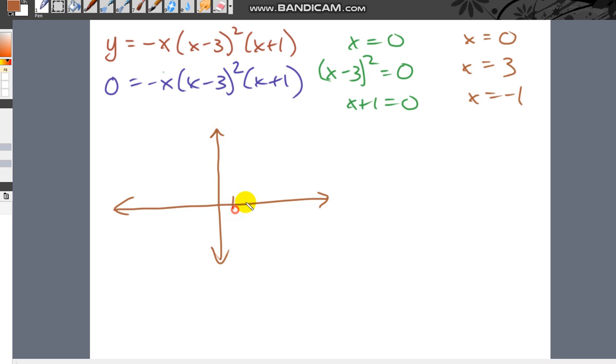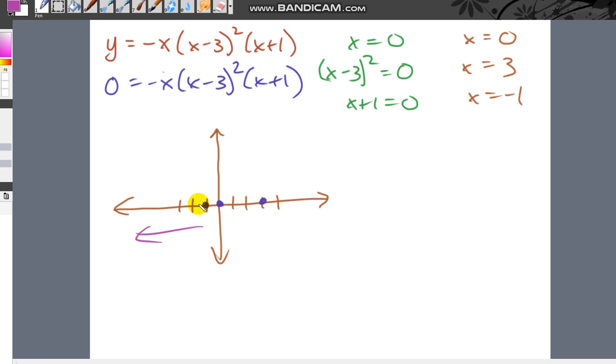Let's see. We need up to maybe 4 here, and then maybe we need to go down at least 3 or something. Maybe that's all we need. So we know that one intercept is going to be at negative 1, another at 0, and the other at 3. Okay, so next we need to choose values in order to approximate the graph of this function.